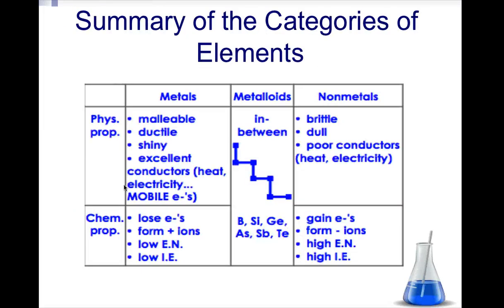The summary of the categories of the elements: metals are malleable, ductile, shiny, and good conductors of electricity. They tend to lose electrons to form positive ions. They have low electronegativity and low ionization energy, which we will talk more about. Metalloids are in between. They can either act like a metal or act like a nonmetal. Nonmetals tend to be brittle, they're dull, and they are poor conductors of electricity and heat. They like to gain electrons to form ions, and they have high electronegativity and high ionization energies.